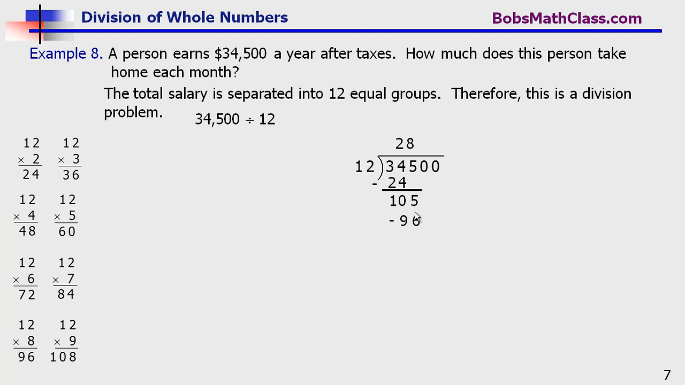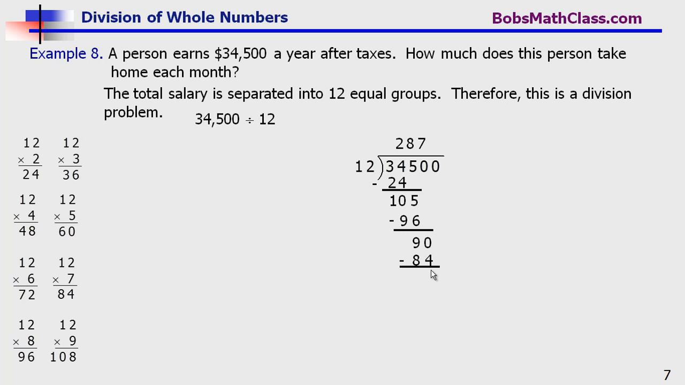And then subtract. That gives you 9. You got to borrow from this 10. Put a 1 in front of that 5, so that's 15 minus 6 is 9. Now bring down the next number. 90. Let's see. What's as close to 90 without going over? That's a 7. So 12 times 7 is 84.